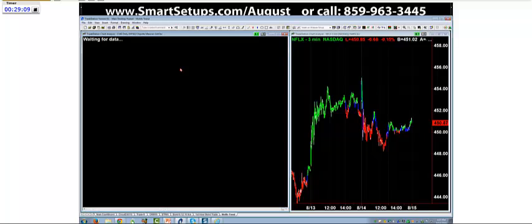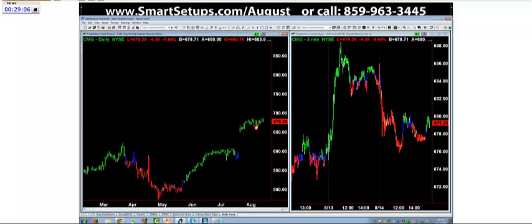CMG, CMG. CMG is a major long. You can see lots of green, just a little bit of blue. So what you want to do is focus intraday on the breakouts on the momentum trender on the green side. That looks really good too.